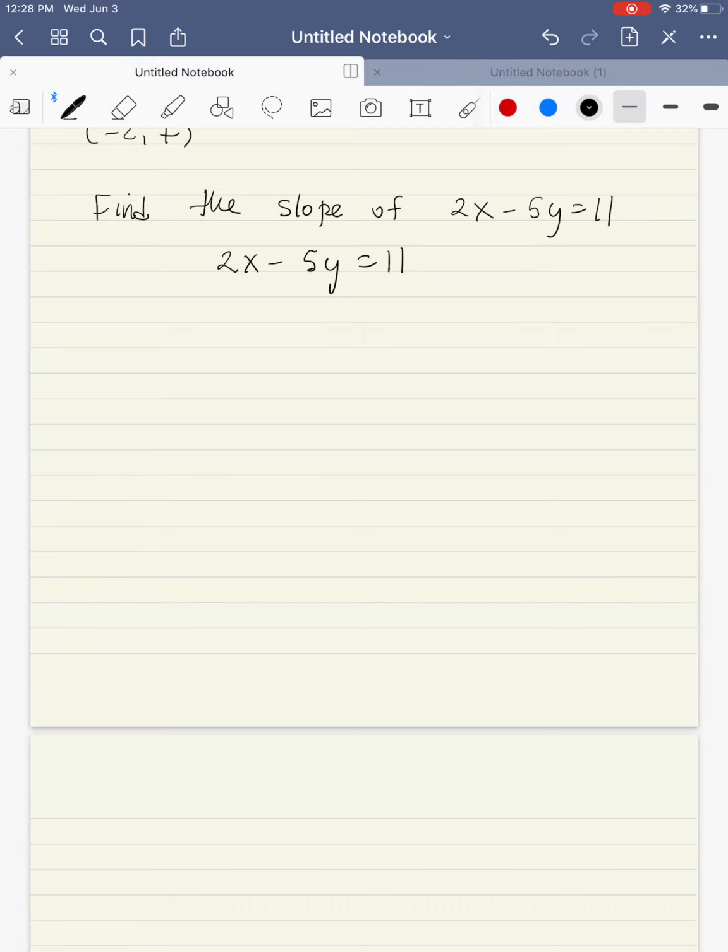All right, so if I'm looking at 2x minus 5y equals 11, and I want to solve for y, the first thing I'm going to do is subtract the 2x. And I'm going to go ahead and put it in the front, because I know I'm heading for y equals mx plus b form. Then I need to divide everything by -5.